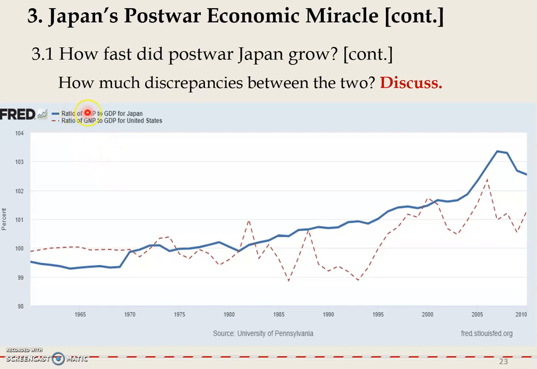This ratio, if it equals 1, means GDP and GNP are exactly the same. If the ratio is greater than 1, GNP is greater. Otherwise, when the ratio is less than 1, GDP is greater. This blue solid line shows Japan's ratio. I also put the U.S. ratio in the background as the red dashed line, so that we can make a comparison.